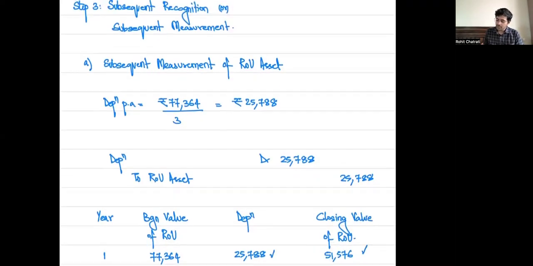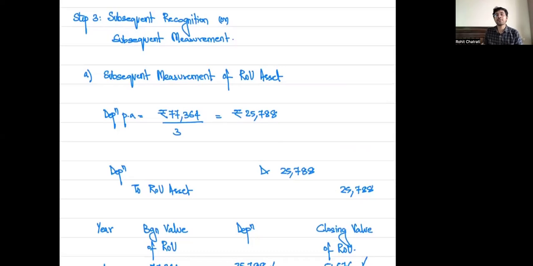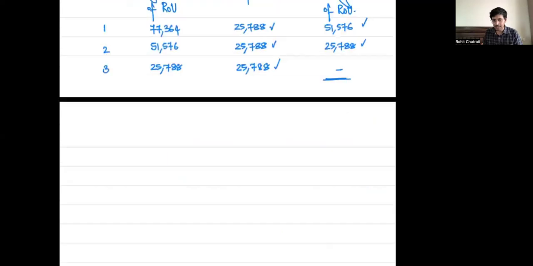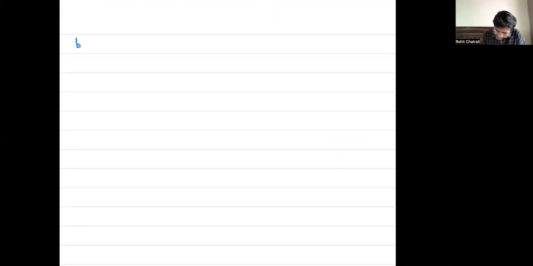Now, this was with regards to the subsequent measurement of ROU asset, but we also have to see subsequent measurement of the lease liability. We also recognize lease liability on day one, so we are now seeing subsequent measurement of lease liability.